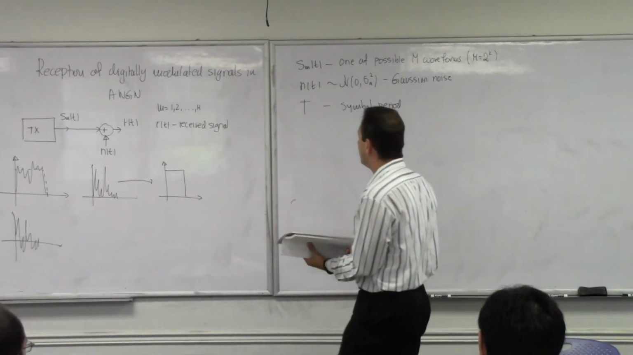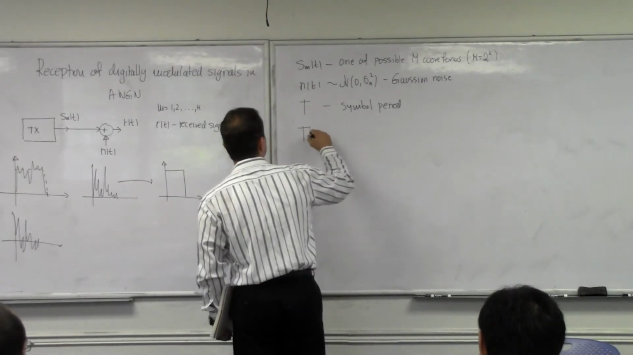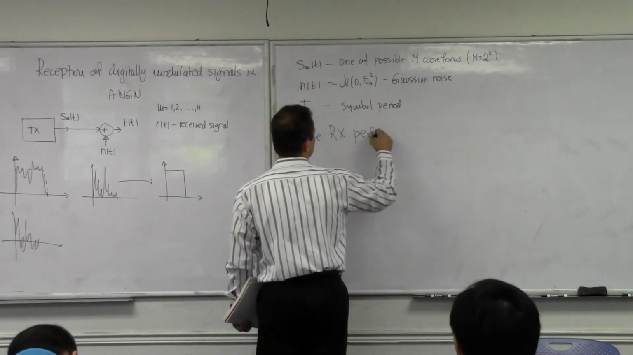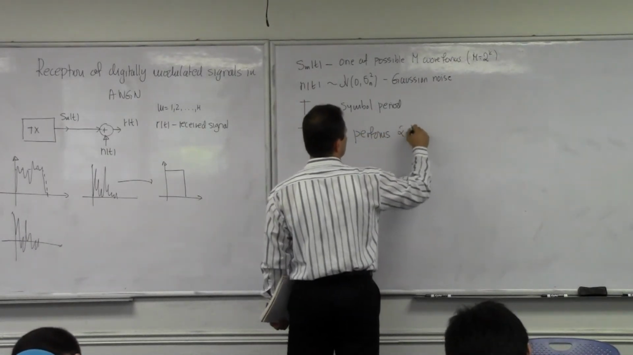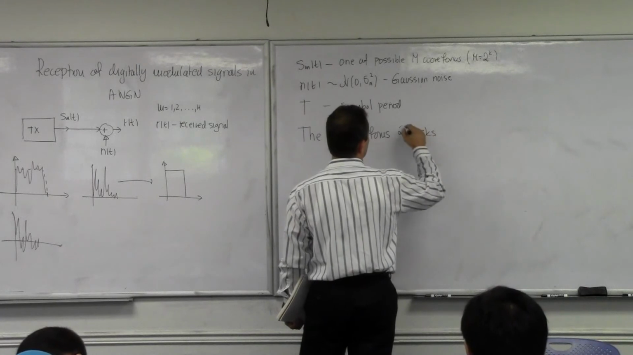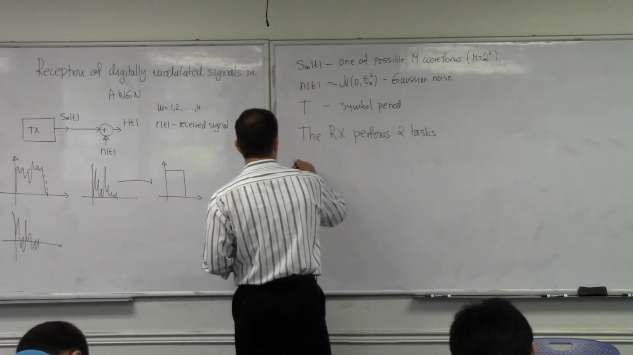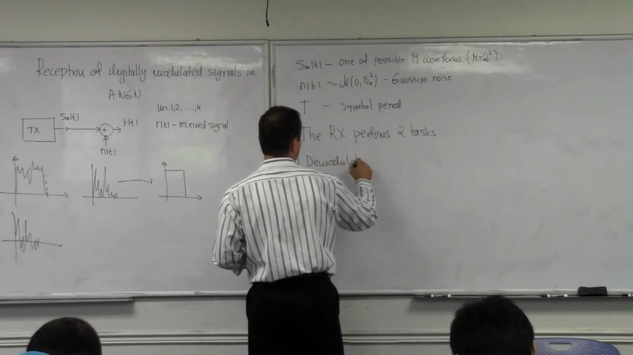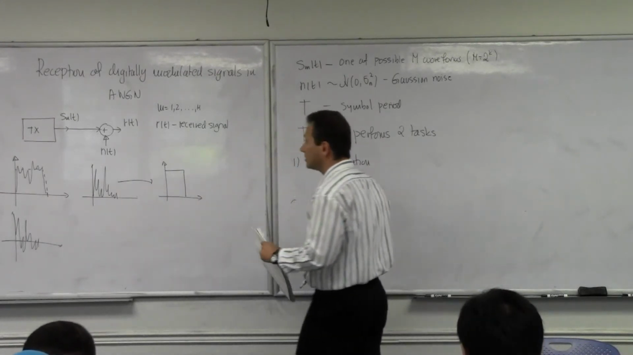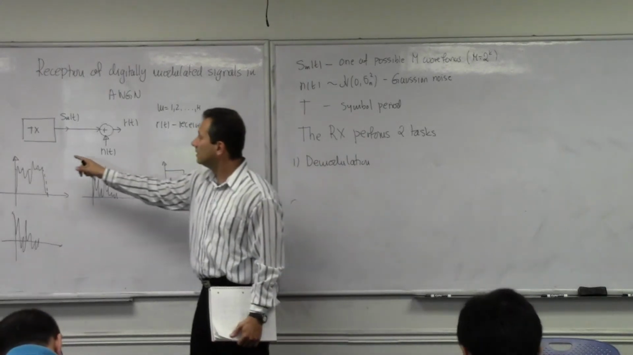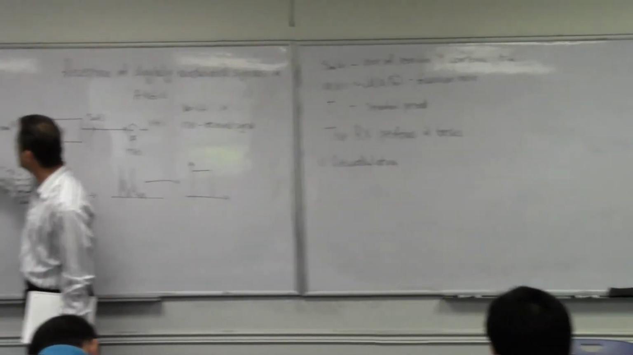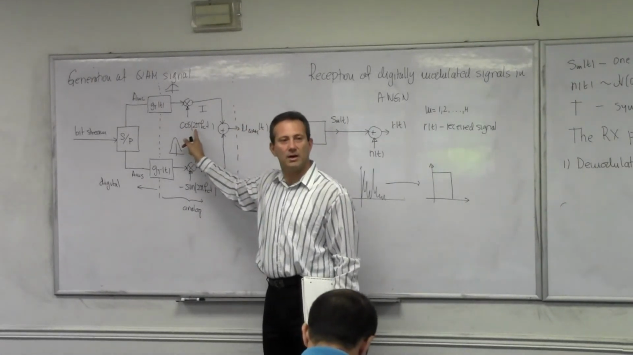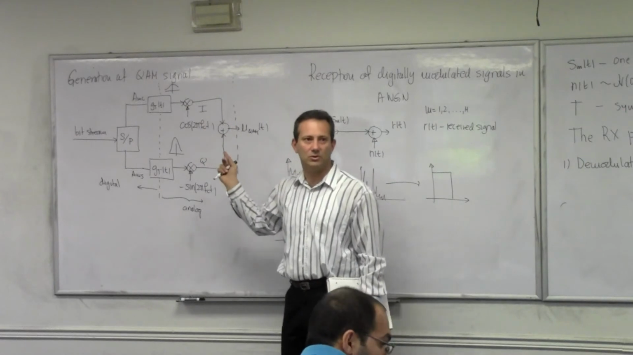So the receiver performs two tasks. First task is demodulation. And this is essentially the inverse process of the one that happens here, right? You go from a symbol into the analog waveform. I need to go from the analog waveform into the symbol, right?